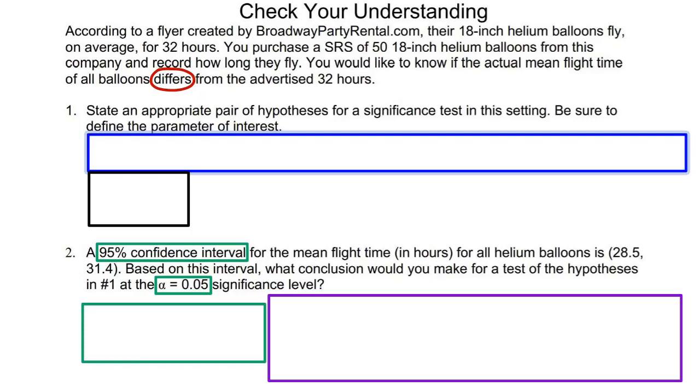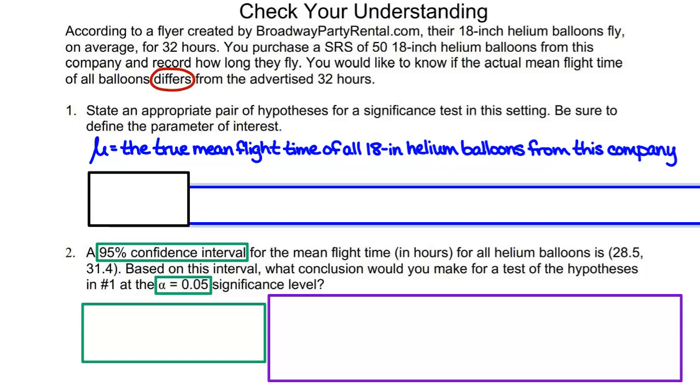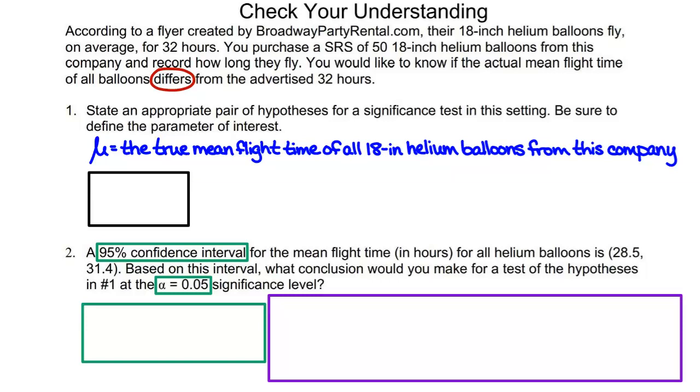True average flight time of all things differing from the average advertised 32 hours. We don't want to know about the ones that are different. We want to know the true for all of them. So the true mean flight time or the true average flight time of all 18-inch helium balloons from this company, because we only pulled our sample from this company's balloons.